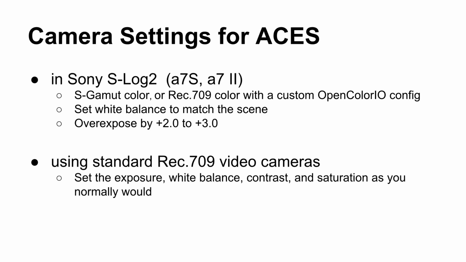When you're shooting for ACES, the best exposure setting really depends on the camera you're shooting with. On the Sony a7S, for example, you want to overexpose by 2 to 3 stops. Using a standard Rec. 709 camera, you want to set all of the camera settings as you normally would so that the output will require as little adjustment as possible in ACES.